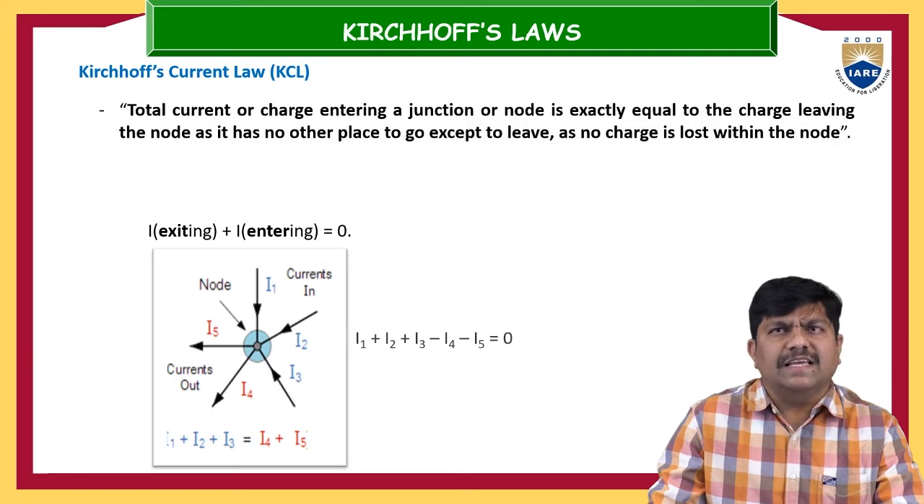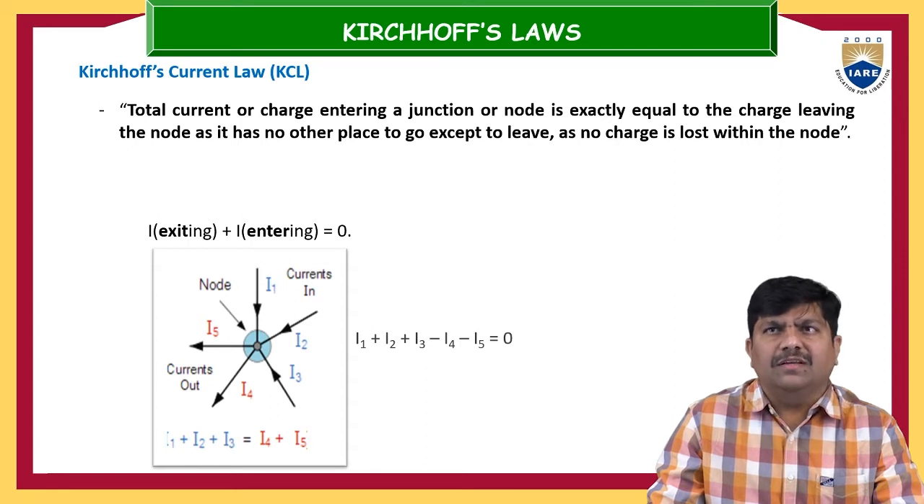The statement of this KCL is that the total current or charge entering a junction or node, that is a meeting point, is exactly equal to the charge leaving the node, as it has no other place to go except to leave, as no charge is lost within the node. Now, from this statement, it is very clear that the node will not consume any electrical energy. So, if the node is not consuming any electrical energy, it means whatever current it receives, it will pass on through the remaining electrical network without loss of any electrical energy at that particular meeting point or junction.